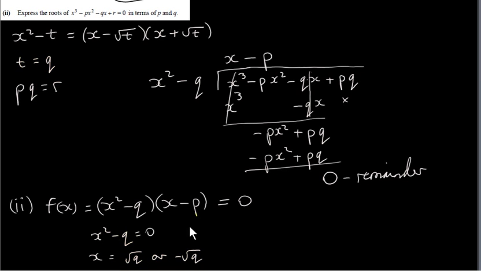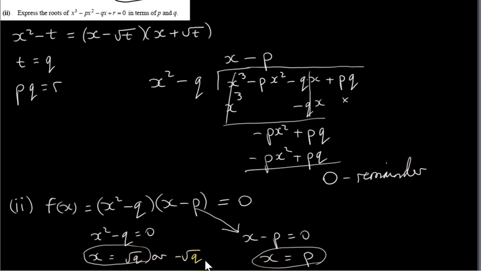So we've seen these. Now we get another root by taking this factor and putting it equal to 0. So it leads to another root, which is x equals p. So that's our new root. So here are our three roots. X equals plus root q, x equals minus root q, and x equals p. So we have our three roots in terms of p and q.